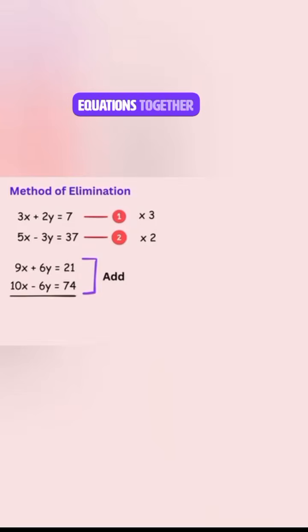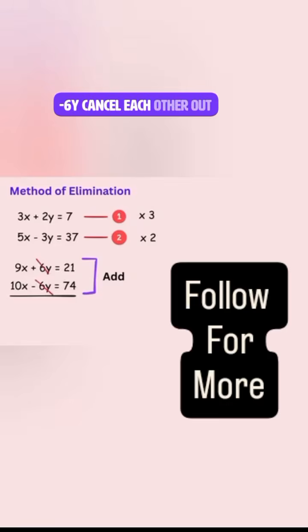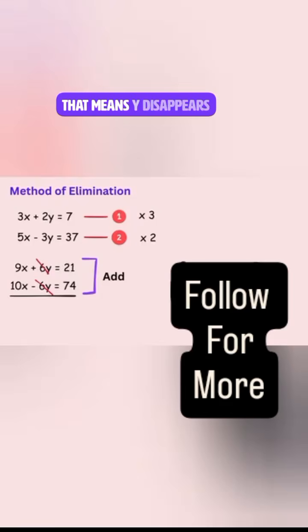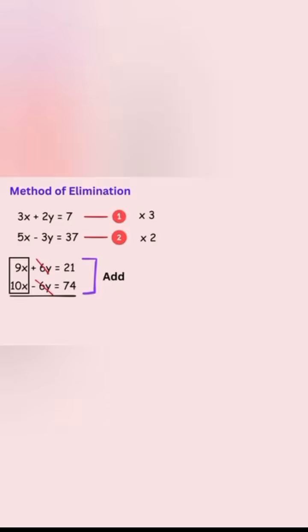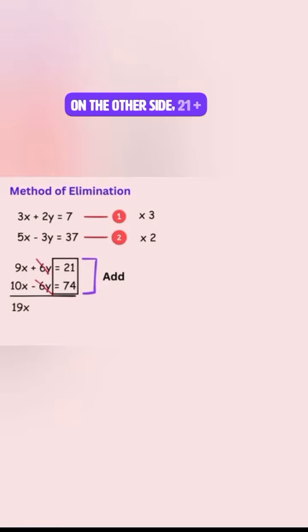Now we add the two equations together. When we do this, 6y and minus 6y cancel each other out and become 0. That means y disappears completely. We are left only with terms involving x. 9x plus 10x gives 19x. On the other side, 21 plus 74 gives 95. Now the equation is much simpler. We have 19x equals 95.